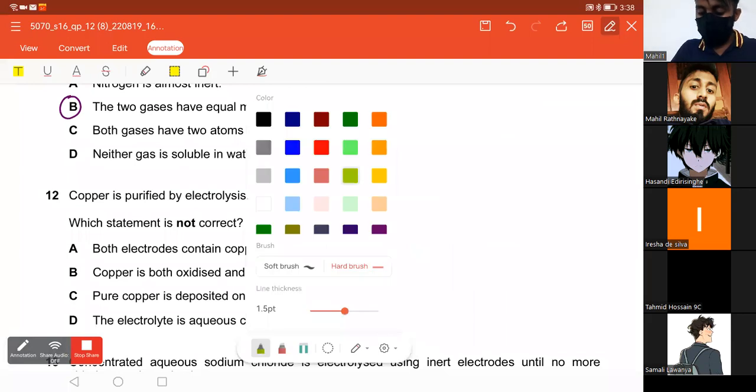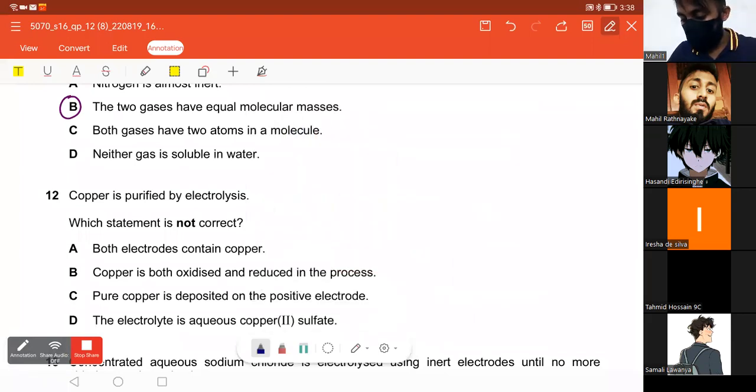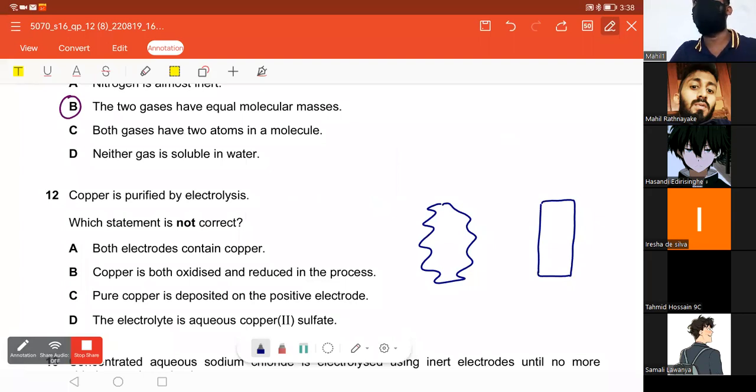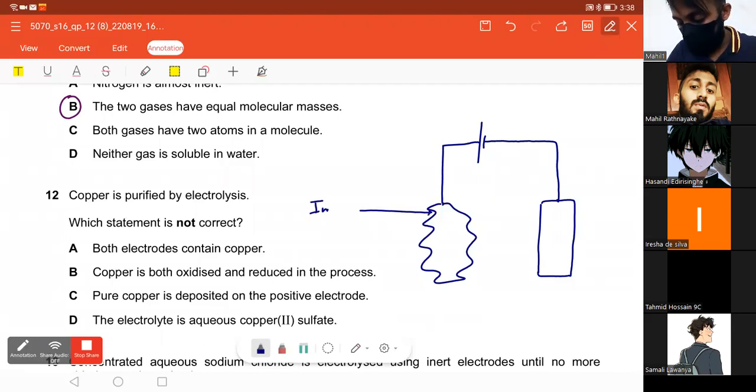Purification of copper. One should be pure copper, the other one should be impure copper. Pure copper, do we connect to the anode or cathode? Pure copper, tell me. Pure copper, cathode, because Cu2+ should be attracted. Tell me, is this right? Impure copper. This is pure copper. We have to dip this in where?